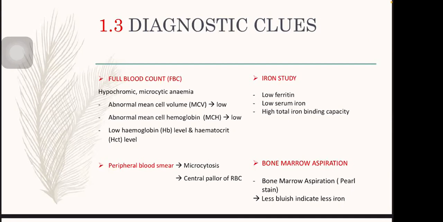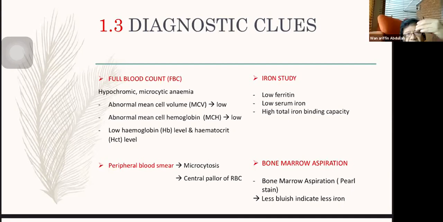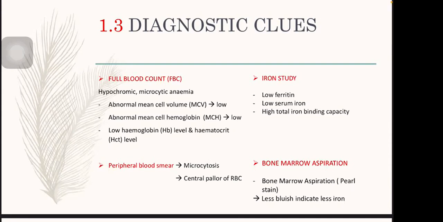All right, okay, continue with the other test. Start with full blood count again. Don't use the word can. For diagnostic clues or investigation, full blood count should be done in order for us to classify the anemia. So it will indicate hypochromic microcytic if the value of the MCV and MCH is low. Also in the patient with iron deficiency anemia, the hemoglobin and hematocrit level will also be low.